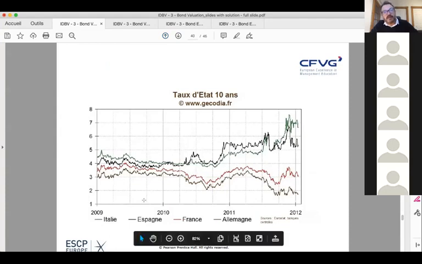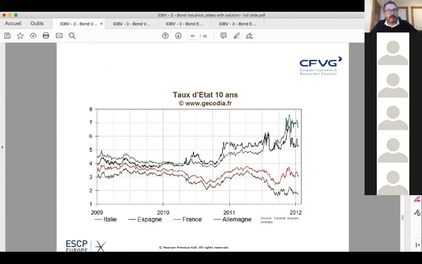This is another expression of the same thing. It's in French, but you can see that the green one is Italy, the dark one is Spain, red is France, and brown is Germany. You can see that after 2010, this one goes up and this one goes down, but still there is a little bit more risk for France than for Germany. So that's why we usually say that Germany is the risk-free rate in Europe. Okay, so I just wanted to show that to you. So we are done with the chapter about bonds. Do you have any question about bonds?